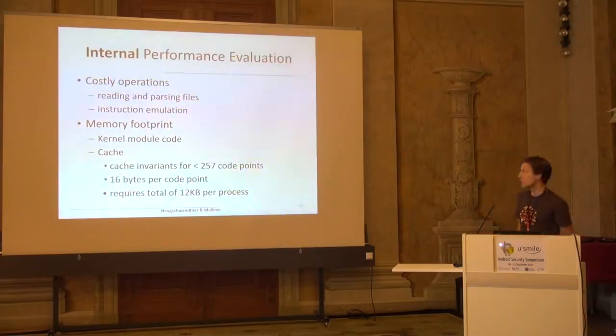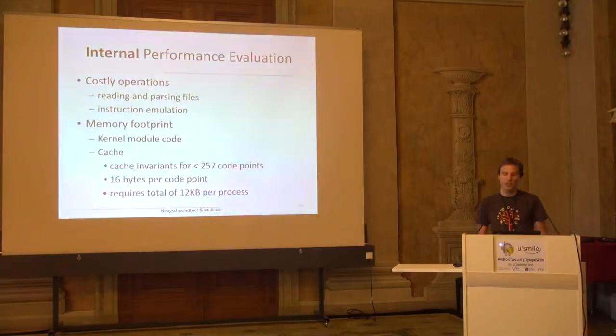And we also have a certain memory footprint. So we have the kernel module code, which is not that big. And we also have the invariant cache. The invariant cache actually stores these invariants, the data that we extract from the binaries for around 257 code points. So this roughly requires a total of 12 kilobytes per process. So again, it's not that much.